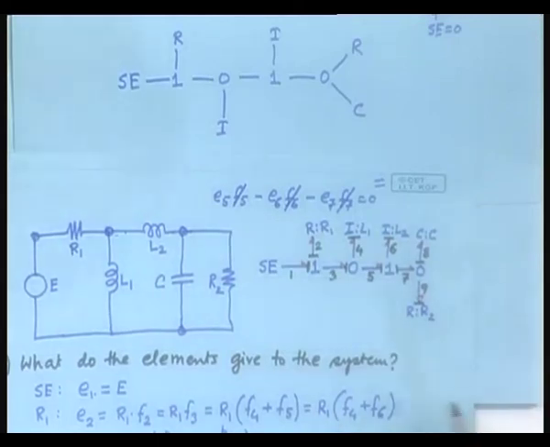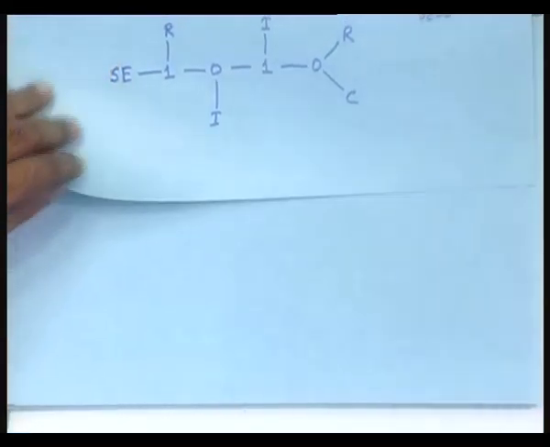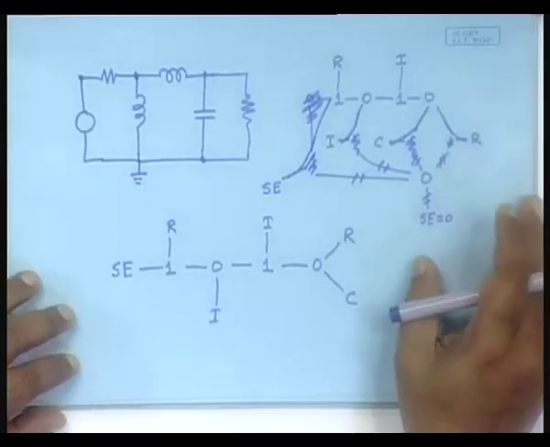Okay. So, the act of drawing a bond graph can also be somewhat algorithmically done. I will illustrate that further in the next class.